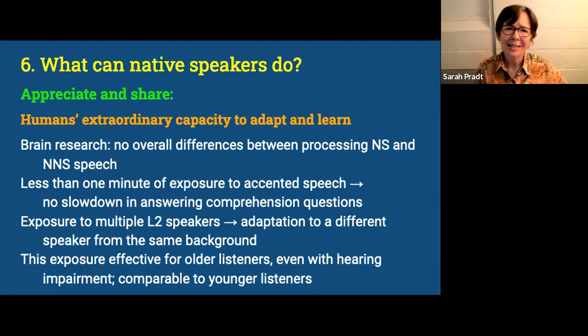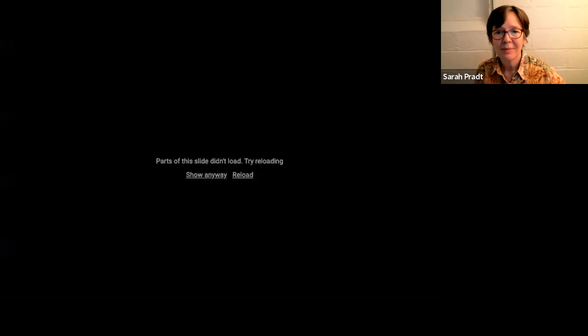And it's been shown that this kind of exposure works on older listeners, like 65 and up, even with hearing impairment, even wearing hearing aids, and that their adaptation is comparable to younger listeners.